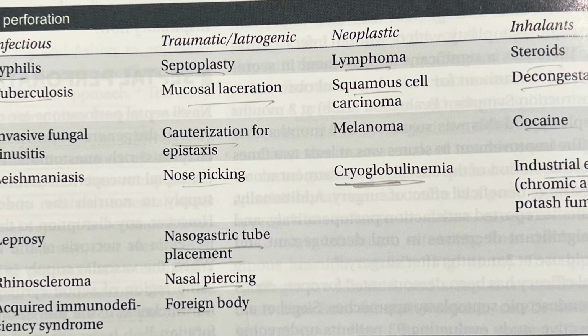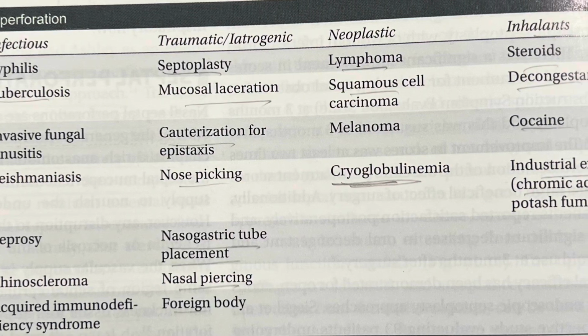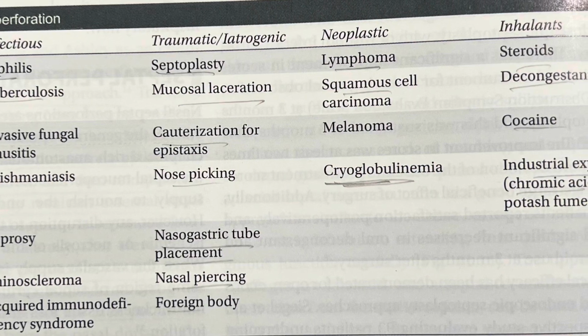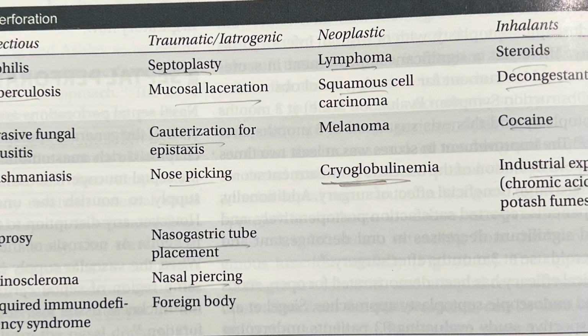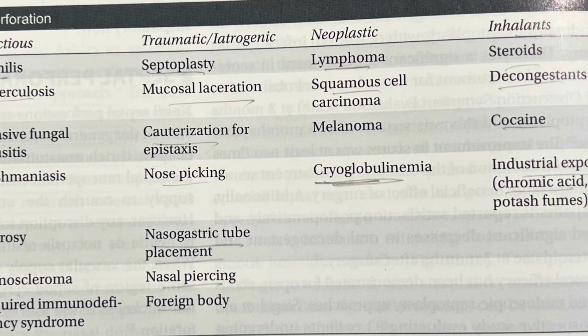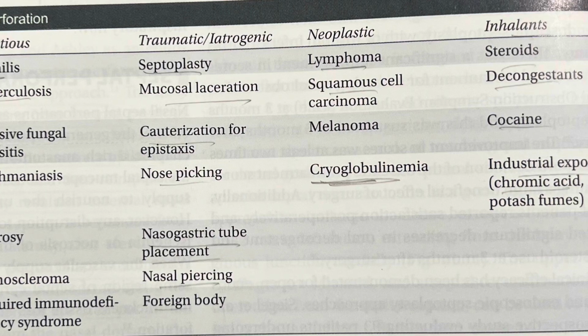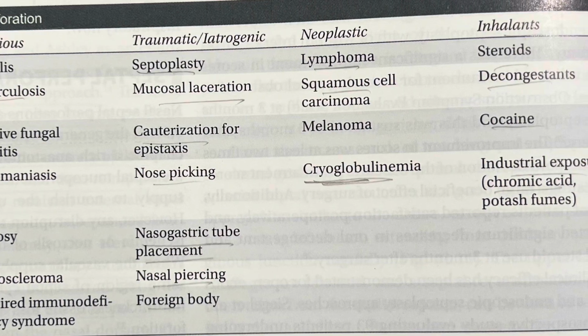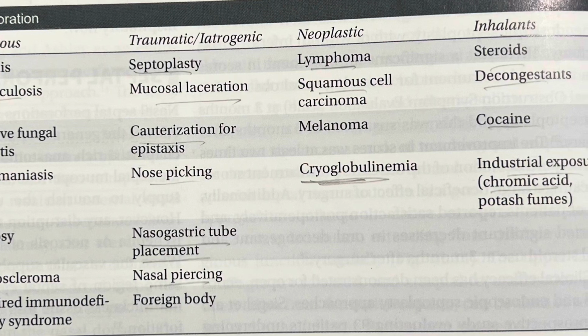Next, traumatic or iatrogenic causes. Trauma, whether from accidents or medical interventions, is a common cause of septal perforation. Surgeries like septoplasty can sometimes lead to perforation if blood flow to the septum is compromised. Cauterization for nosebleeds, while useful for controlling bleeding, can also damage nearby tissues.